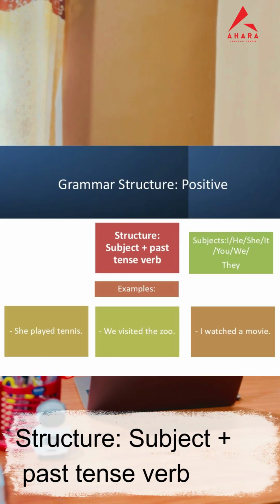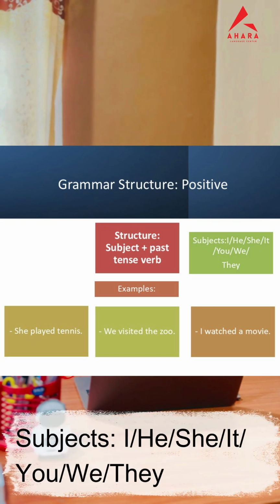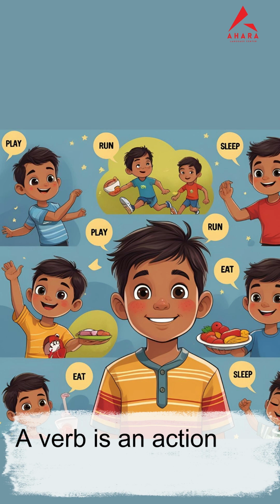Okay children, let's go to the structure. The structure says subject plus past tense verb. We have studied what is the subject. If it is a singular subject, we will be using I, he, she and it. If it is a plural subject, then we will be using we, you, they, similar things. And you know what is a verb? A verb is an action. When we are writing sentences, we have to focus on the action. That is going to be the verb.